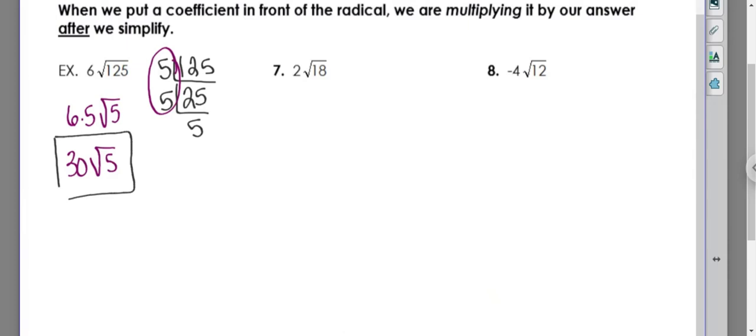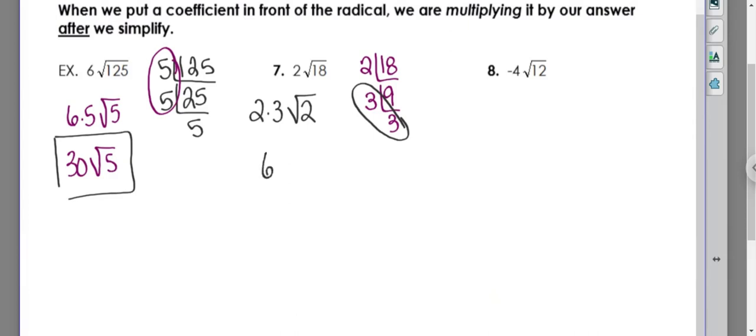You will see that a lot, especially as we work on that last section with the fractions, and not forgetting to multiply that out. So if we break down 18, which we have on the front page, it's a 2 and the 2 3s. So I have a pair of 3s times the 2 that's already out there, with a 2 left under the radical. So that's going to make it 6 square root of 2.